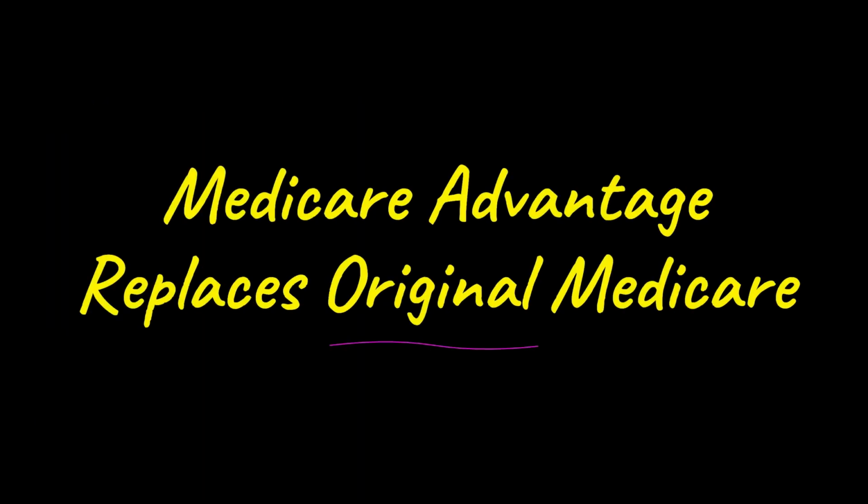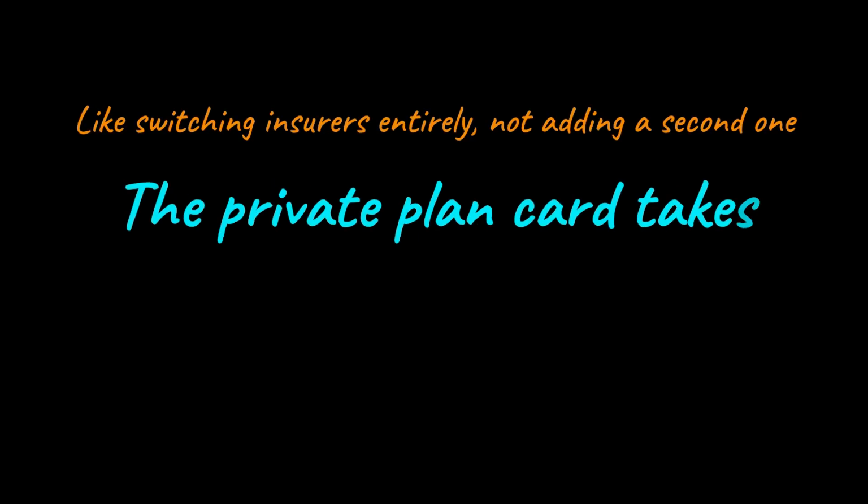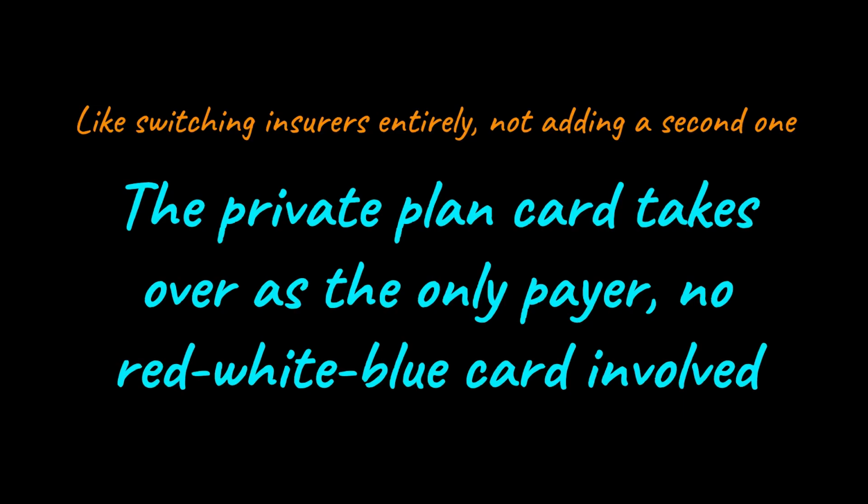Medicare Advantage, or Part C, is a private plan that fully replaces original Medicare for the patient who enrolls, bundling Part A, Part B, and often Part D drug coverage with extras like vision or dental. Think of Medicare Advantage as swapping your entire policy rather than layering on extra coverage. The private plan takes over as primary, so the practice bills that plan directly using the identifier on the Medicare Advantage card, not original Medicare.